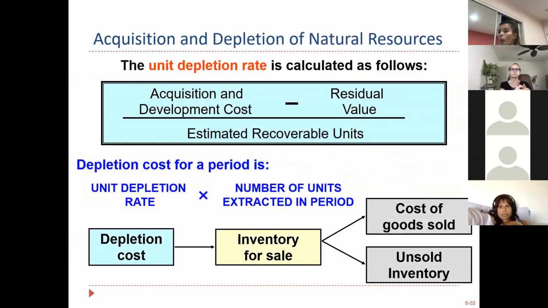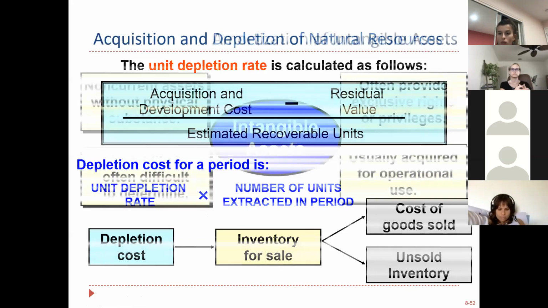Again, they don't go into the detail I would like. So we have a rate of depletion times the amount of units. That's what goes to the cost of goods sold. And then the depletion minus that inventory unsold. This is just a dreadful, dreadful slide. Very simply, $1 million oil well that's going to spit out 10 million barrels of oil. It's 10 cents a barrel.